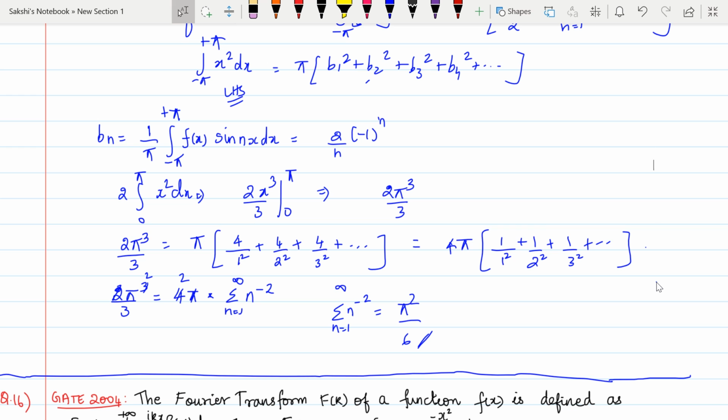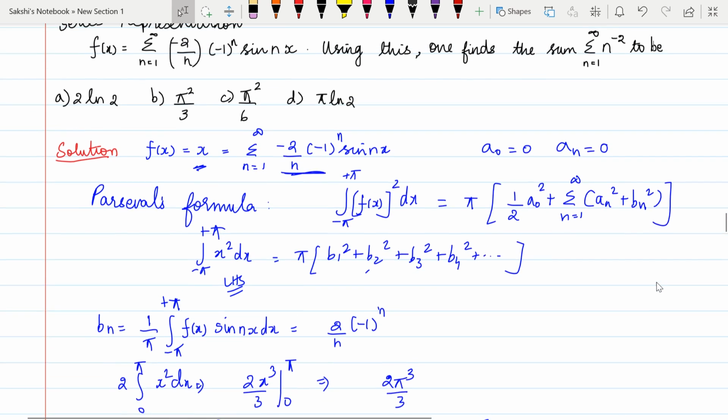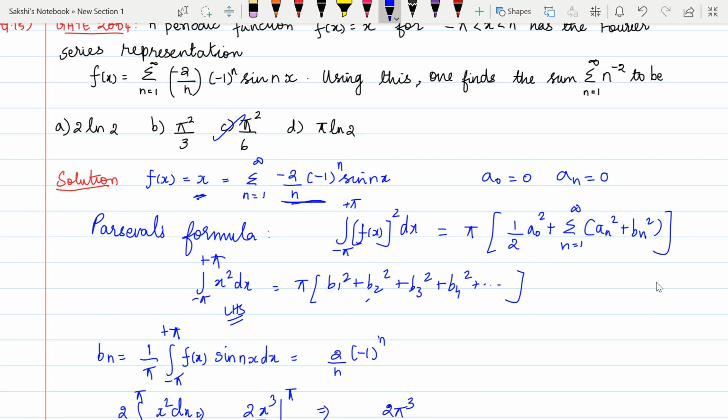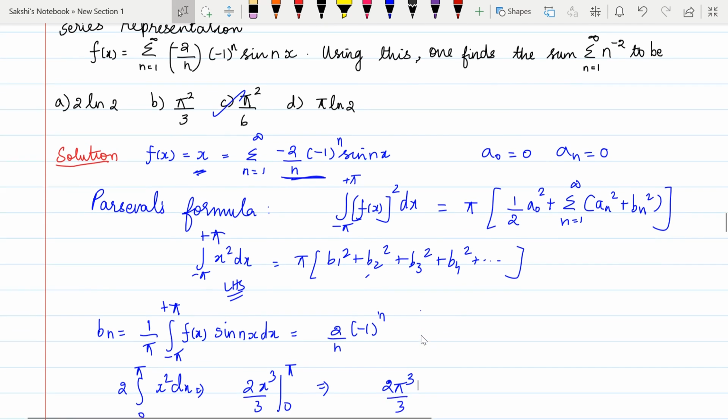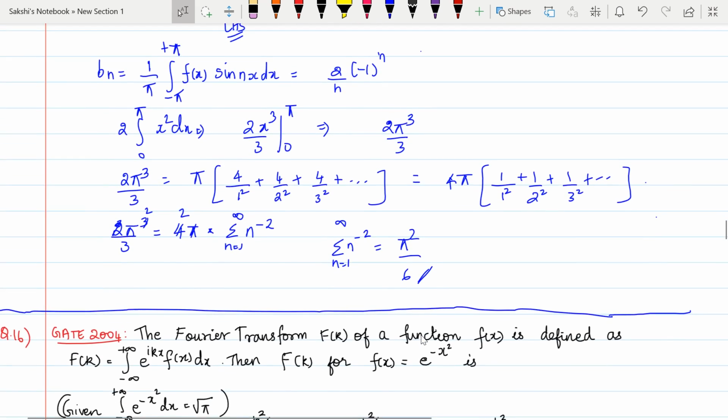So pi square by 6 is the answer for the given question, which is option C. So let us solve the next question, which is again from Fourier. Okay, this is from Fourier transform.